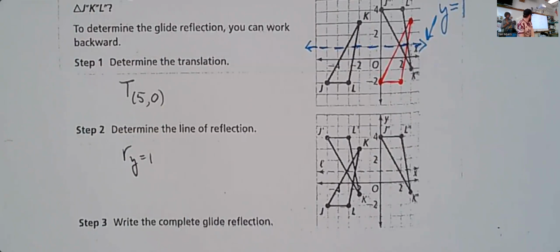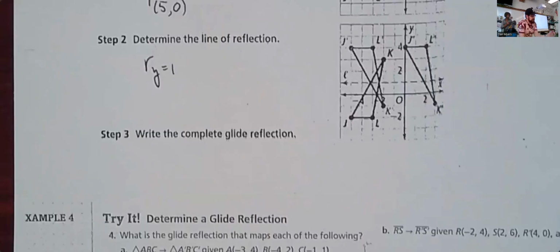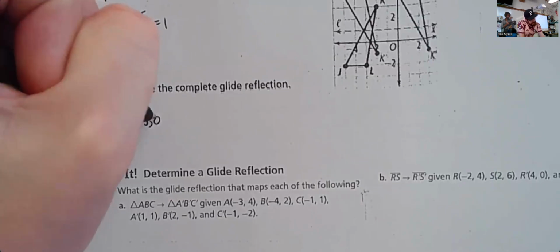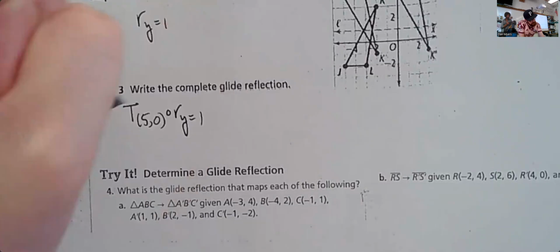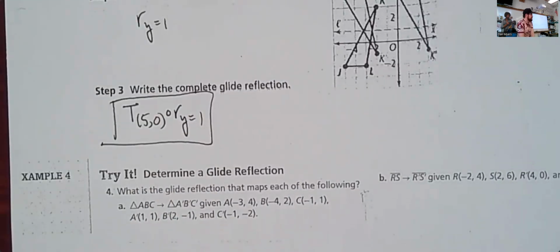And then you can write the complete glide reflection. Because the composition of a glide reflection is commutative, it doesn't matter what order you put those in your answer. Because we wrote the translation first, I'm just going to write that first in the composition. So I'm going to say T, 5, 0, and then open circle, and then R, y equals 1. And that's our answer. Thank you.